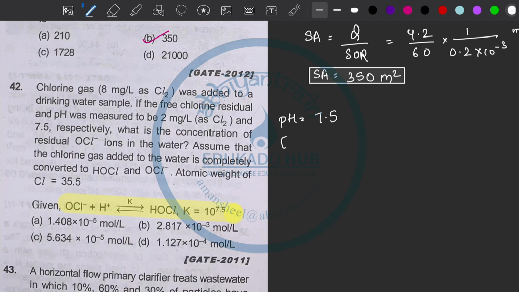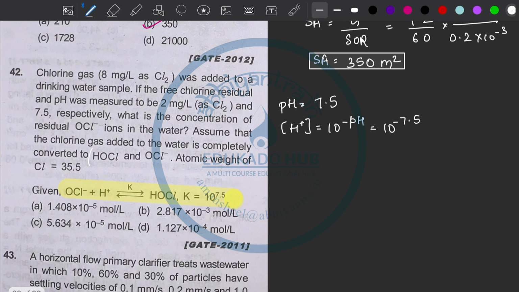So I can say that H plus ion concentration is equal to 10 to the power minus pH, that is 10 to the power minus 7.5. Now the free residual chlorine is nothing but HOCl plus OCl minus. This is known as free residual chlorine.